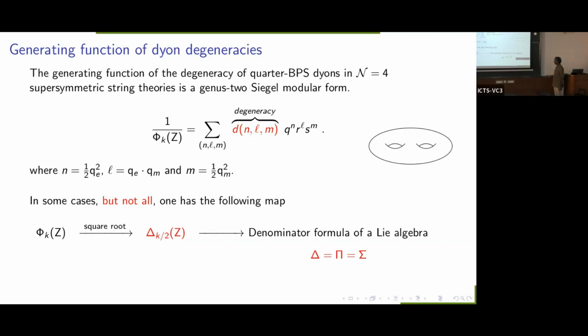And the idea here is that this formula is something which you should remember. Delta is some automorphic form. It could be a Siegel modular form. Pi is some product formula, and sigma is some summation formula. Okay, so the details of pi and sigma will be related to the Lie algebra. So this is the kind of connection that one is looking at.